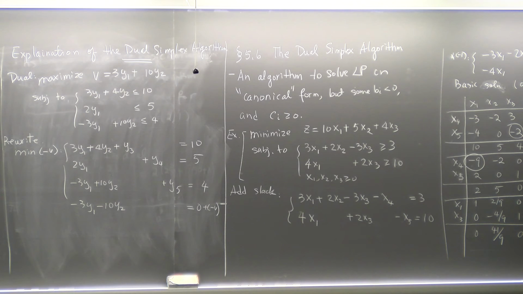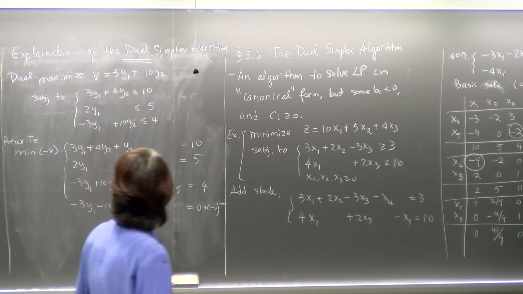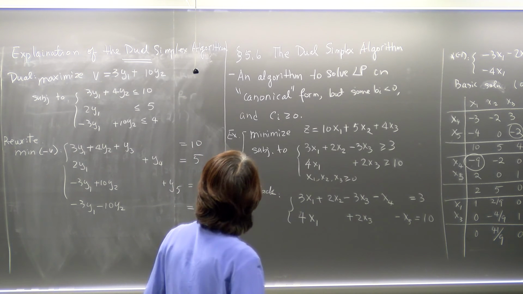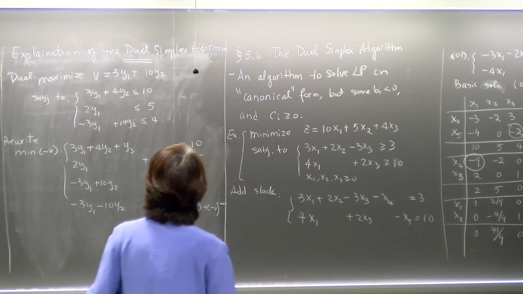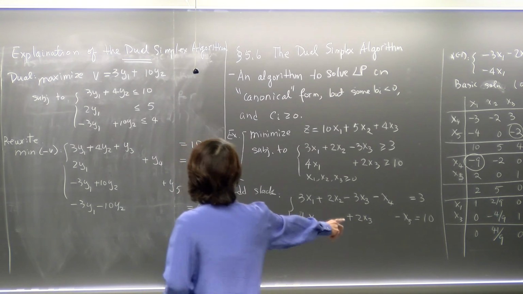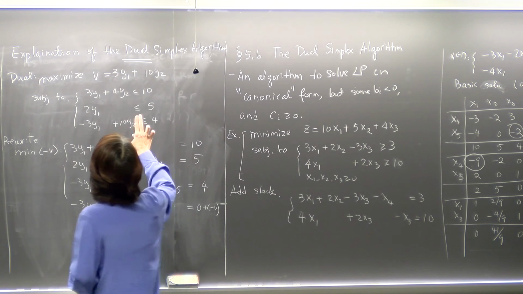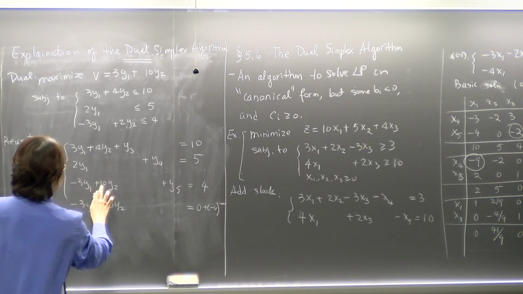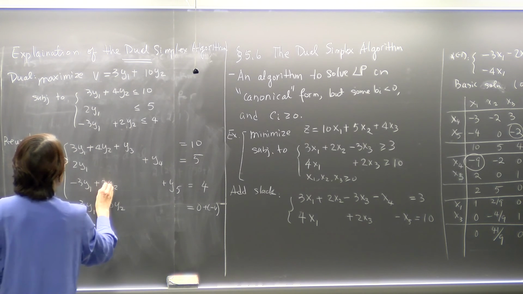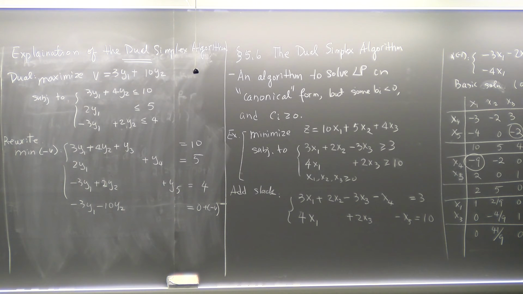Question? Should the last subject to equation be negative 3y1 plus 2y2? Oh, yeah. It's the 2 here, right? Yeah, that's right. I copied over there. So it's 2 here. Sorry. I think I copied this 10, this number. Thank you.